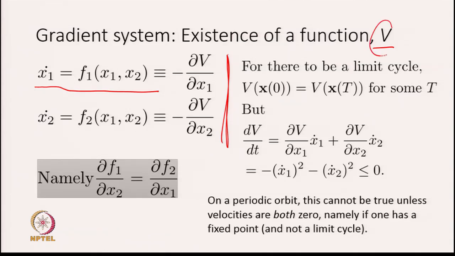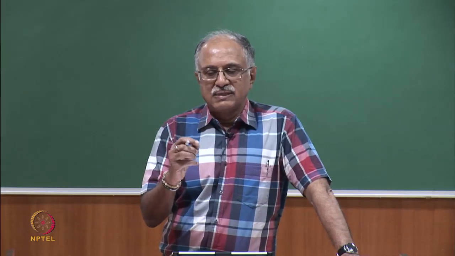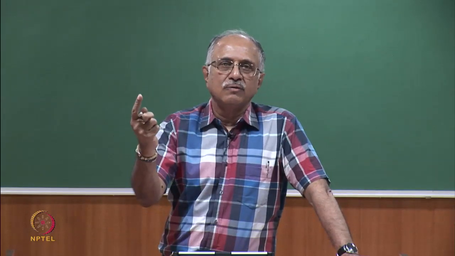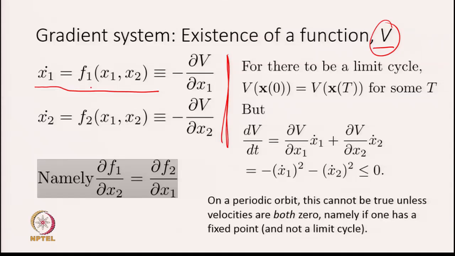Now, if there is a function v whose partial derivatives in these two different variables x1 and x2 are these functions f1 and f2, consider that we have a limit cycle. Now, this limit cycle is some kind of an orbit that goes back around and meets itself. So, at time t equals 0, it's at the position x where we started out, and after a time t, you come back to exactly the same point, and so this function v takes exactly the same values.